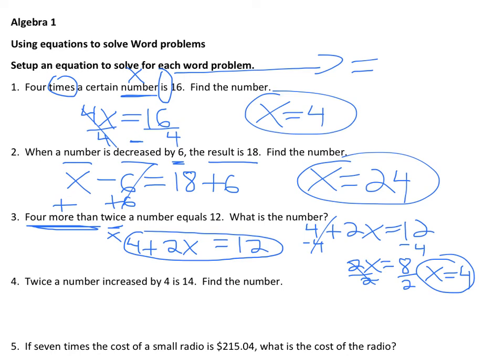All right, so again, know the key phrases. More than, you add. Times, obviously, you multiply. If you ever see less than or decrease by, you subtract. And the other key word was is, which is where we use the equal sign.